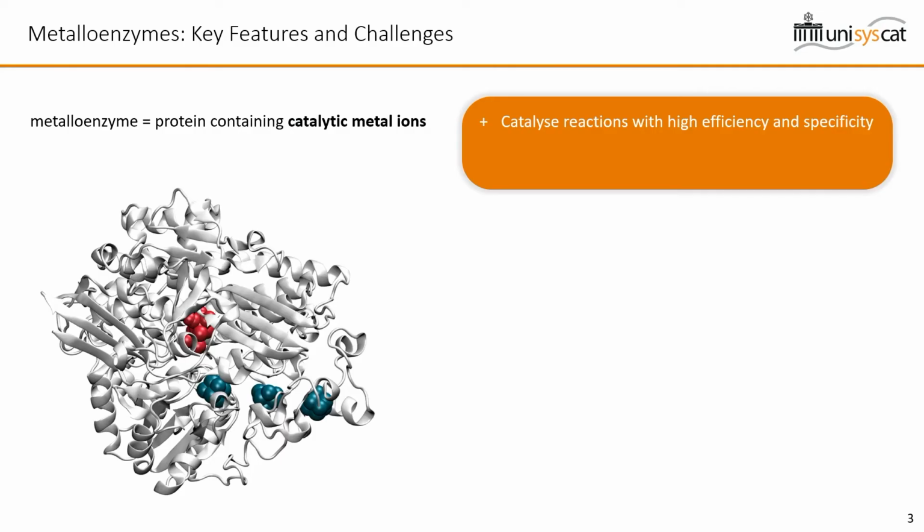These metalloenzymes have a couple of peculiar features. First of all, they catalyze their reactions with very high efficiency and specificity. Secondly, they do so by only utilizing earth-abundant and cheap base metals. And last but not least, they operate under mild conditions in a sustainable manner. So we could say metalloenzymes are just very great catalysts. But they are actually more than that.